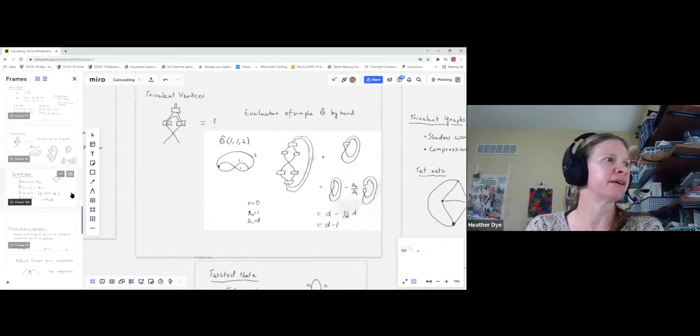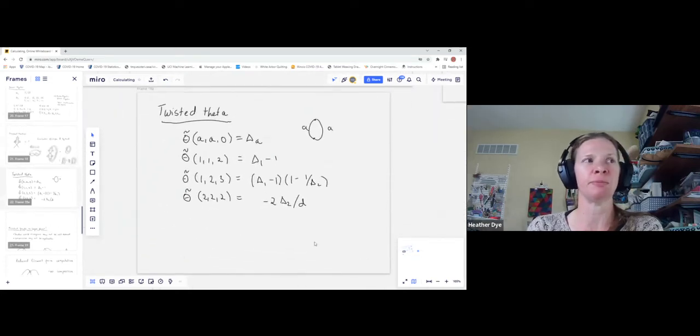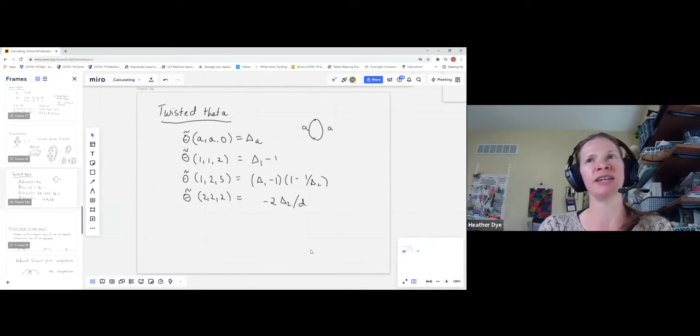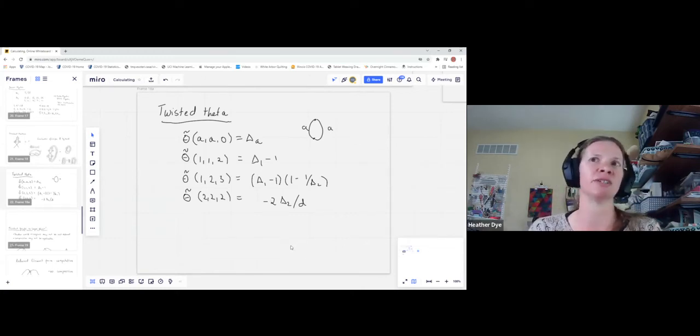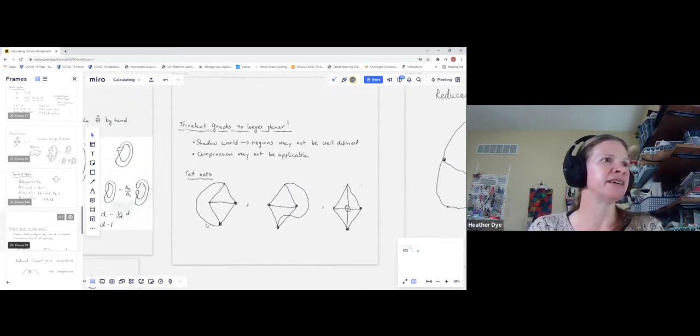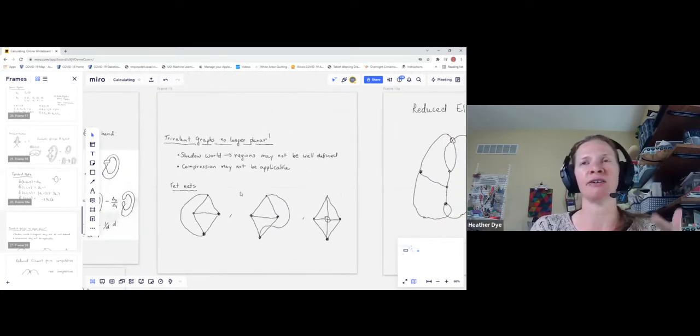We have some evaluations that we did by hand to accomplish the computations we were interested in. I didn't fully put in all the computations here because it looks very similar to an expansion of the bracket polynomial. But essentially our problem is that our trivalent graphs are no longer planar. The shadow world actually makes use of regions in the plane, and our regions may not be well defined anymore.